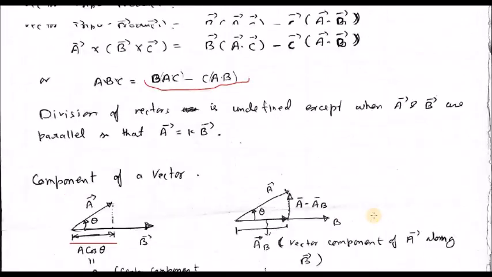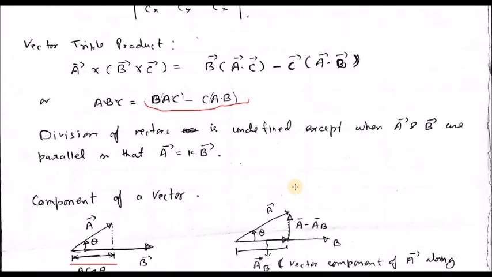So this is all about vector algebra. In the next class we will see coordinate systems, and in your course mainly we have to read the rectangular coordinate system, circular cylindrical system, and spherical coordinate system. Thank you.